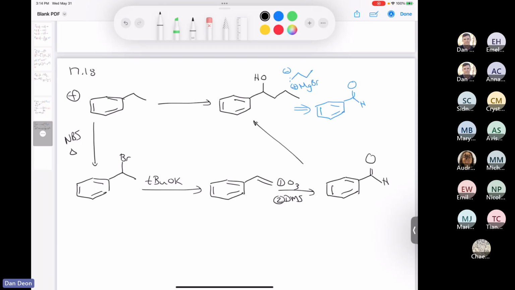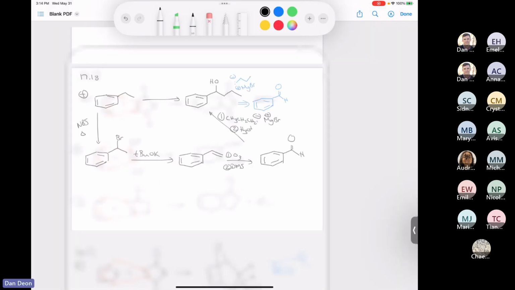And then to make the alcohol, you want to add 3 carbons. First, I would treat it with propyl. Maybe I could just write it out here: CH3CH2CH2 minus MgBr positive. And then the second step would be to treat that with aqueous acid. So that's a Grignard reaction in the last step. So there you go. A little bit of synthesis where we need some bromination reactions.